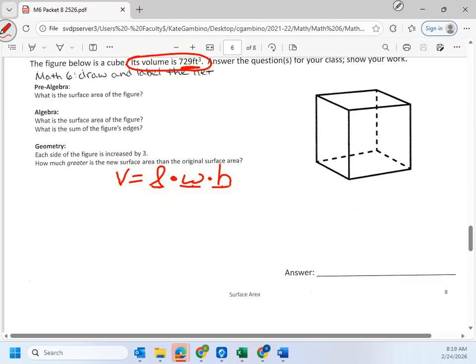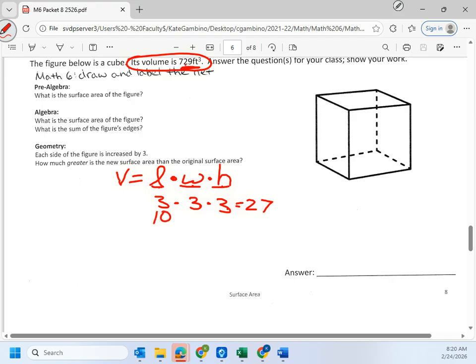729. So if you do something like 3, because sometimes we just have to guess and check, well, 3 times 3 times 3. 3 times 3 is 9. 9 times 3 is 27. Ooh, is that close to 729? No, that's pretty far away. So I'm going to guess and check a bigger number.